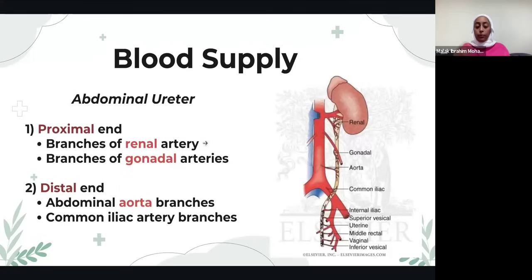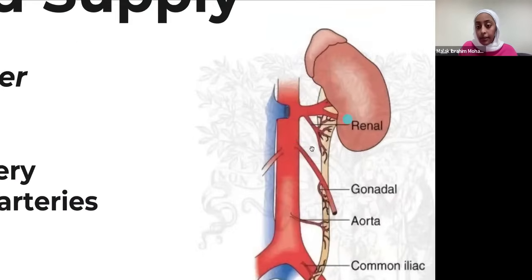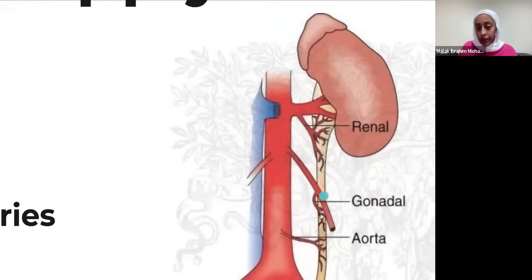Okay, now the blood supply. So we're going to start with the abdominal ureter. Before telling you guys, let's try to see it here and guess. Okay, so this is the abdominal ureter. You can see that this is the renal artery, and you can see the renal artery is sending some branches that will supply this ureter.